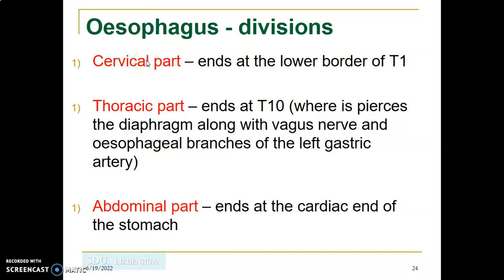The cervical part begins from the lower margin of the cricoid cartilage, that's at C6, to the lower border of T1. Okay, so that's the cervical part.